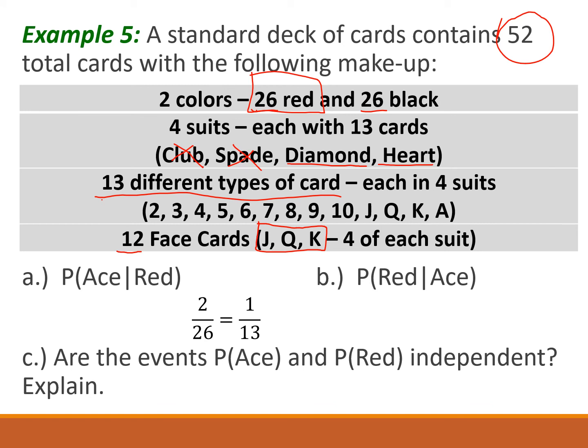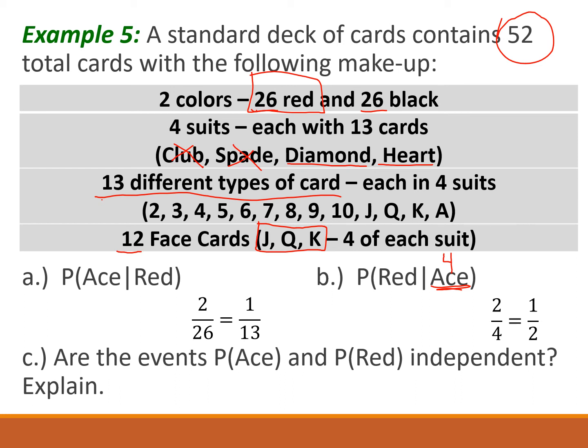Part B, find the probability of drawing a red card given that the card is an ace. So in this problem, we know that the card is an ace. What's the probability that the card is red? Well, there's 4 aces, so that's going to be the denominator of our problem. Of those 4 aces, 2 of them are red. So 2 over 4, so 1/2 chance, 50% chance of it being red.